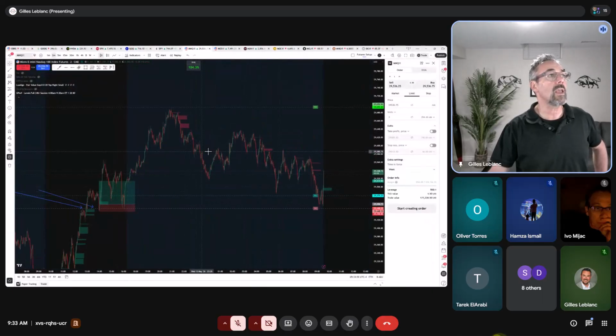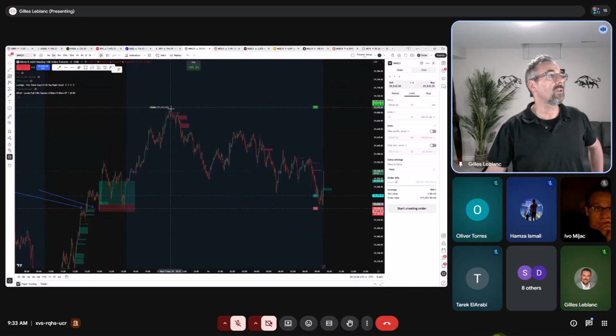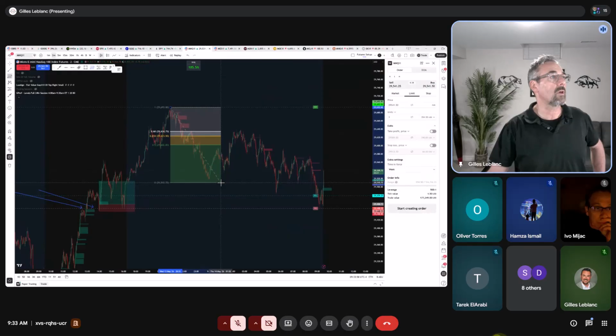MNQ, I was looking at my fibs this morning, and nothing was happening. Nothing was really working. So over here at this low, we did not retrace. At this low, we retraced close, but we didn't make it to the 50.